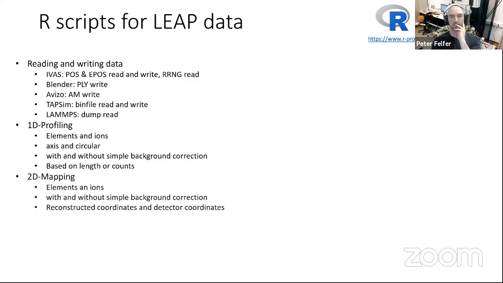I have 2D mapping scripts based again on elements and ions, with and without the background correction, and you can do it based on the coordinates from the reconstruction, or just based on the detector coordinates, for the two-dimensional mapping that you would do.